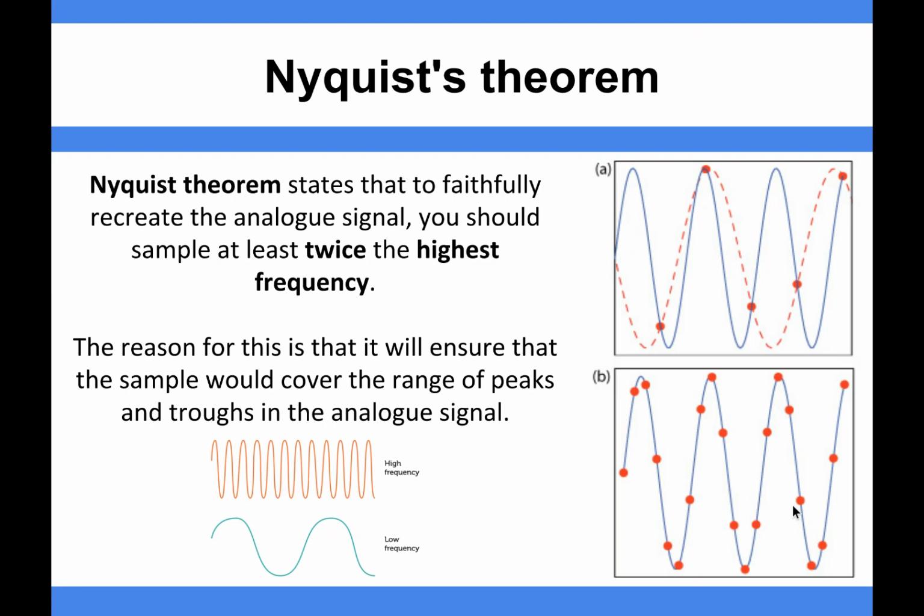So Nyquist's theorem states that to faithfully recreate an analog signal, you need to sample at least twice the highest frequency. So to understand this and to remember it, you need to understand what a frequency is and make sure you're happy with that. So in analog sound, a high frequency is like below here when you've got lots and lots of waves closer together.